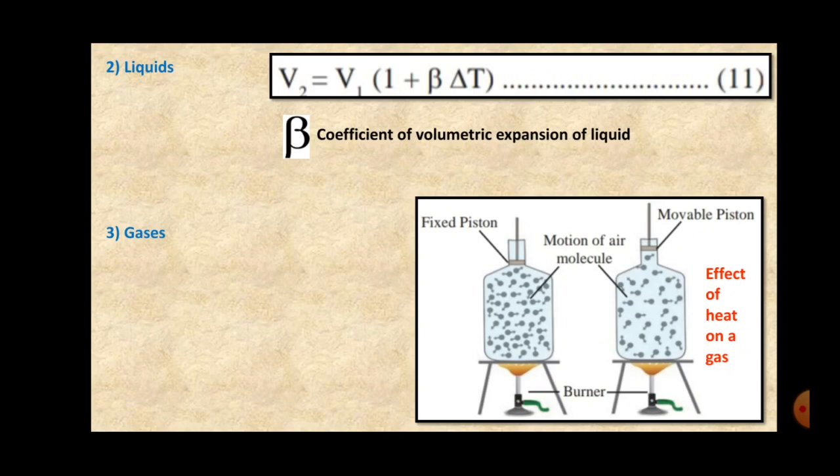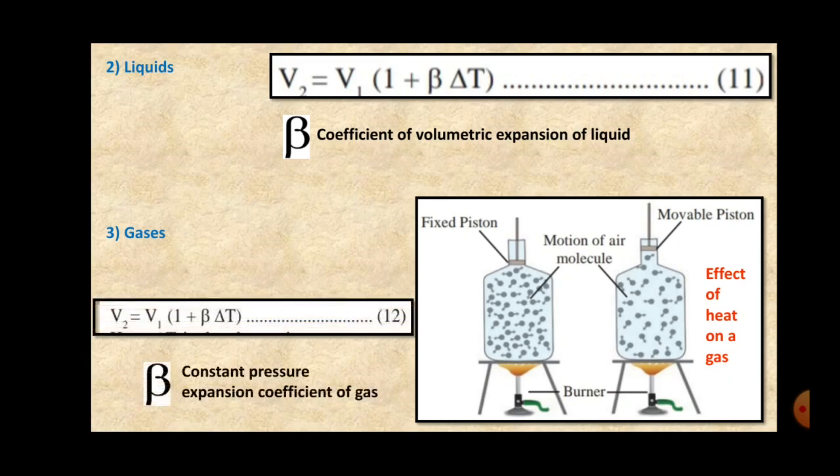So when a gas expands, if the volume cannot be increased, the pressure of the gas increases. And this can be found out with the help of this formula. V2 is equal to V1, 1 plus beta, change in the temperature, and beta is the constant pressure expansion coefficient of the gas. So students, with this we finish up with the lesson.